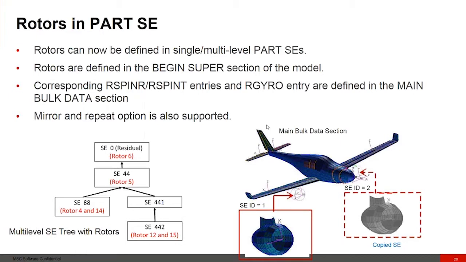Rotors can now be defined in single and multi-level part super elements. To define rotors in part super elements, just like any other super element, you'll put all your rotor definition under the BEGIN SUPER section of the model. All the corresponding SPIN entries and RGYRO entries are defined in the main bulk data section. For part super elements, just like any other part super elements, you can mirror, repeat, and copy your super element for another location as well, as shown in the figure at the bottom for the engines.